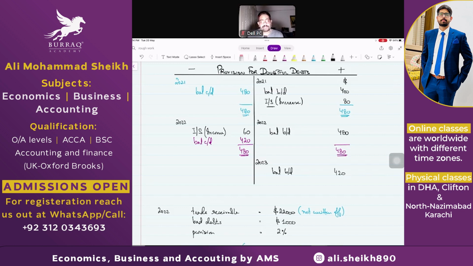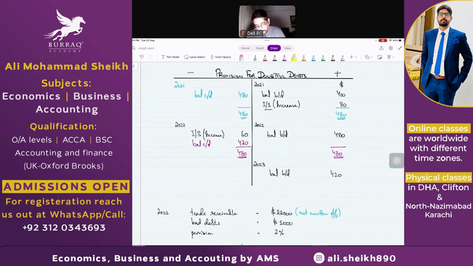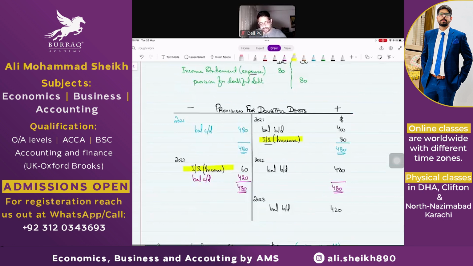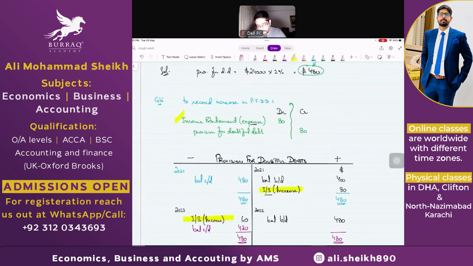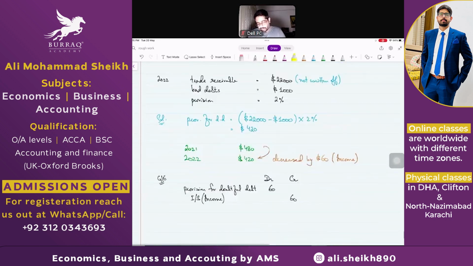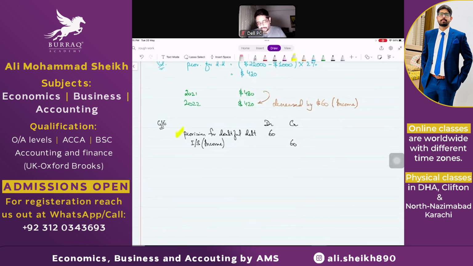Balance b/d would always be on the credit side. It's a provision account, the nature has to be credit. Whenever provision for doubtful debt increases as compared to last year, it will be recorded on the credit side as an income statement. And whenever it decreases as compared to last year, it will be recorded on the debit side. The journal entry to record an increase is income statement debit, provision for doubtful debt credit. And the entry to record a decrease in provision for doubtful debt: provision for doubtful debt will be debited, income statement will be credited. So I hope the concept is clear to all of you.